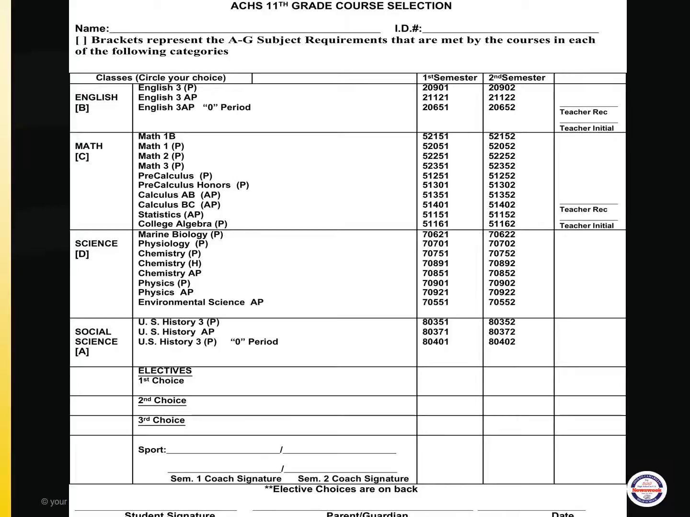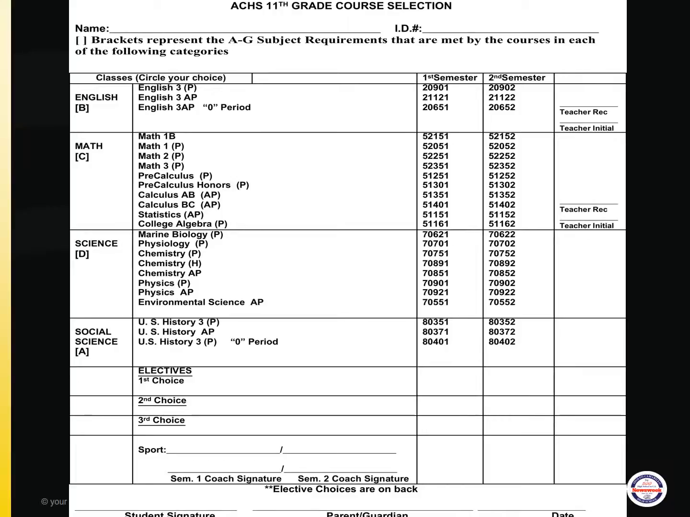The second category is math. There are several options listed below. You will need to work with your current math teacher to have them fill in the class that they are recommending, as well as teacher initial. You can see the options listed below: Math 1B, Math 1, 2, and 3, Pre-Calculus, Pre-Calculus Honors, Calculus AB, Calculus BC, Statistics AP, and College Algebra.